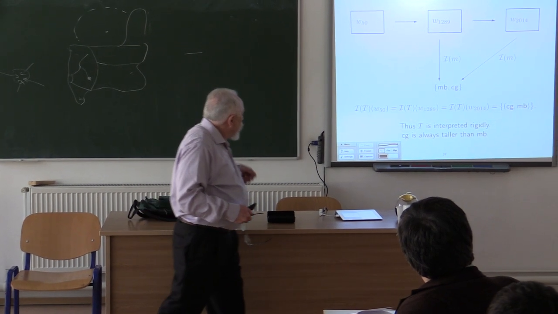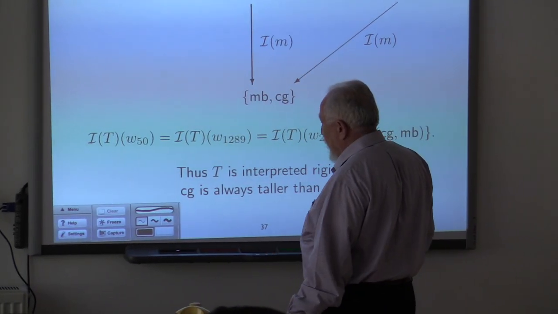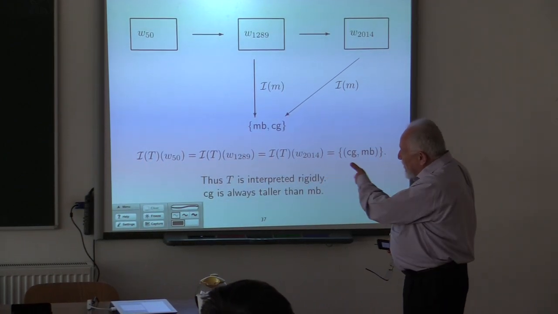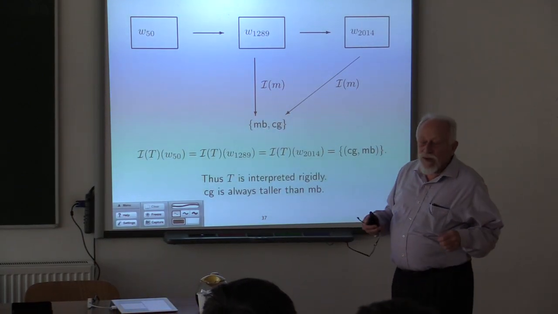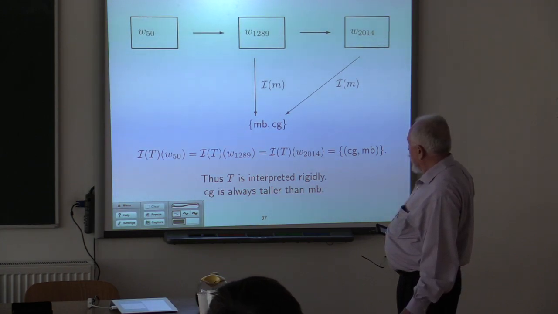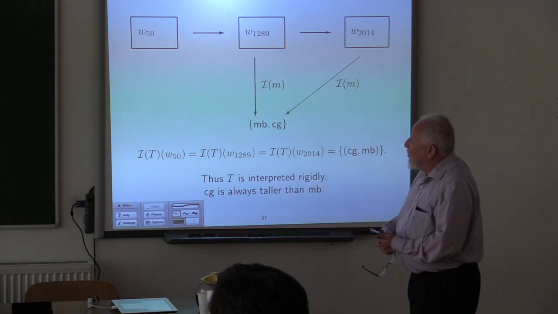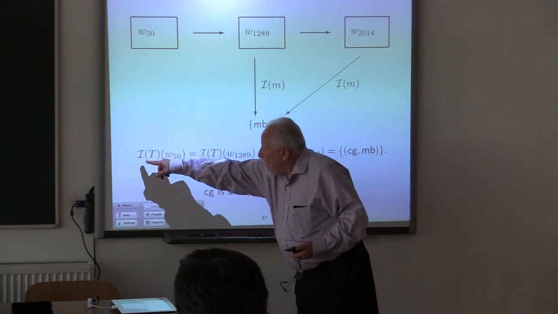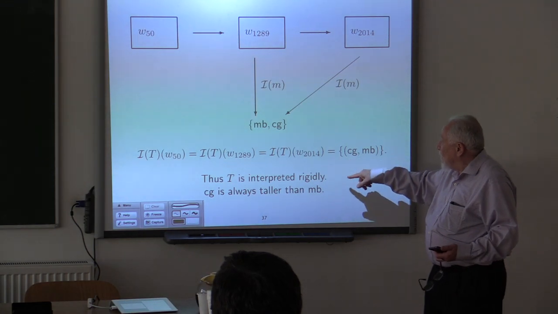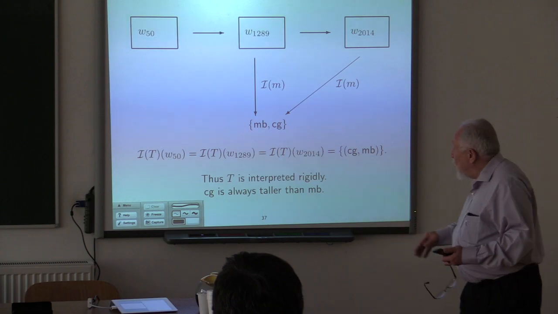So this is what I'm telling you here. Let's see. Oh, no, I'm sorry. I told you what I was going to tell. I'm giving you the interpretation of T, that is supposed to be taller than. And in fact, I'm interpreting it rigidly. The way you're using taller in the year 50 is the same as in 1289, is the same as here. This guy is taller than this guy. So it's interpreted rigidly.